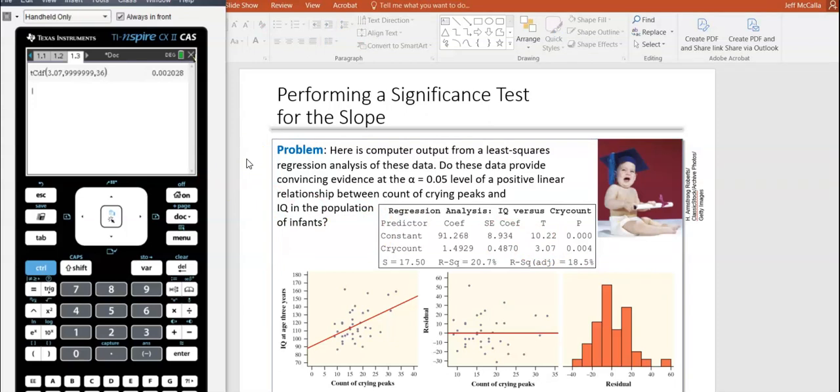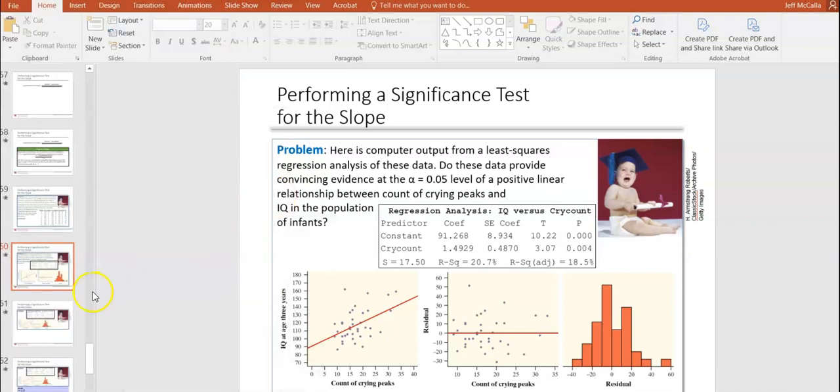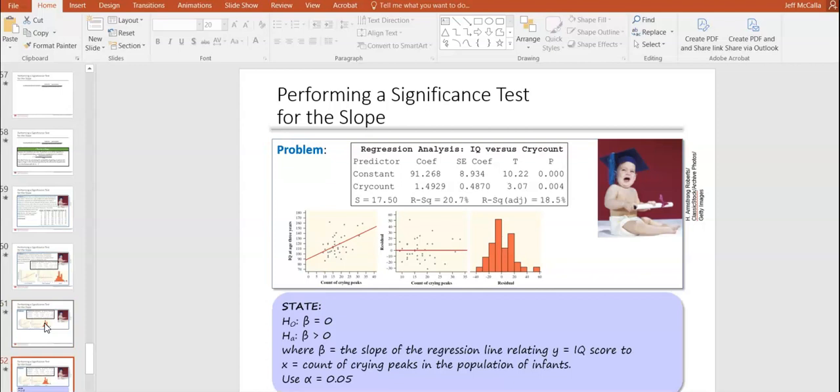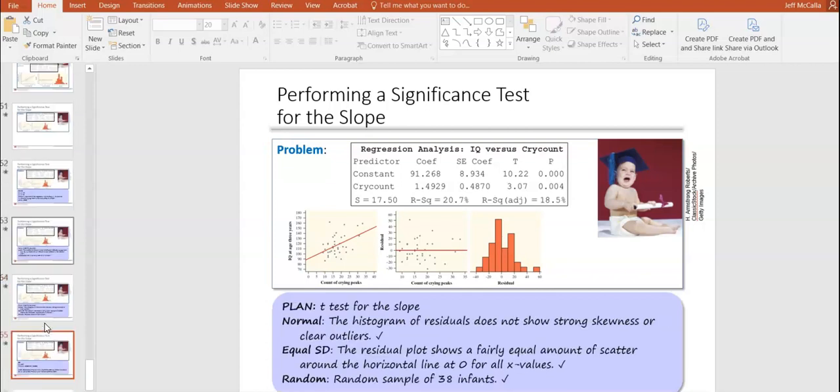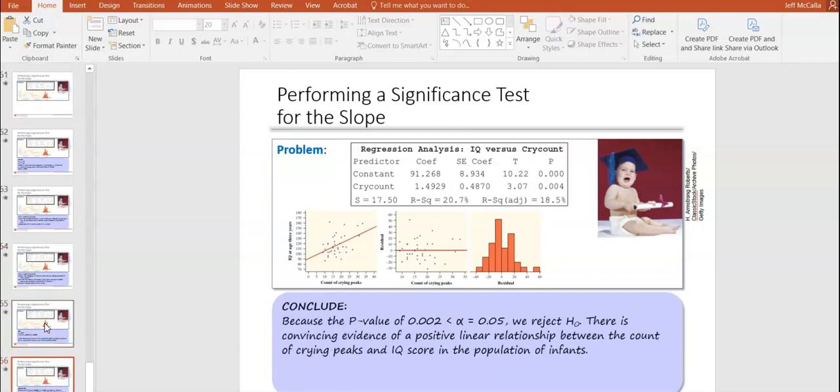Because our p-value is 0.002, which is less than the alpha level of 5%, we do reject the null. We do have evidence to say there is a relationship between crying when you're an infant and the IQ you have later on in life. So kind of interesting. I wouldn't have thought that, but it's true. This is what they said for these guys.